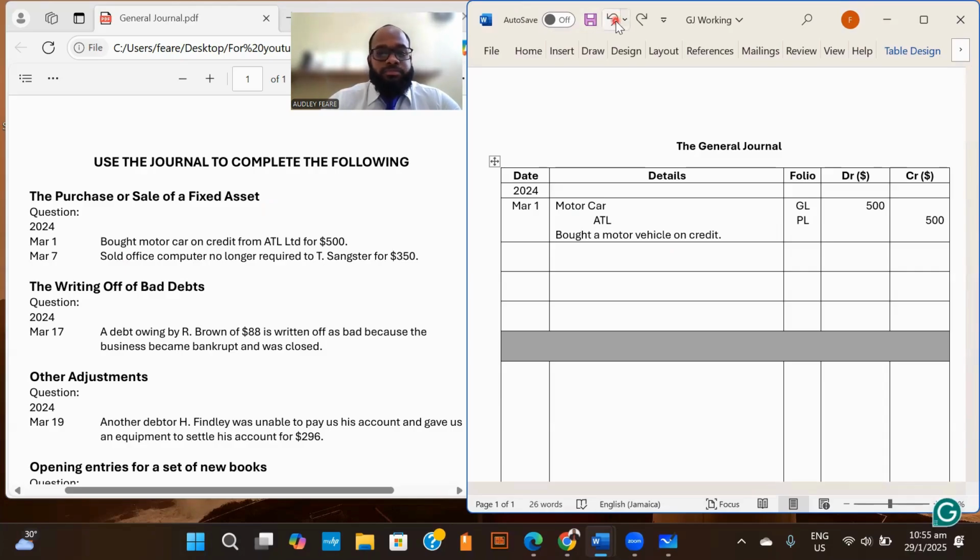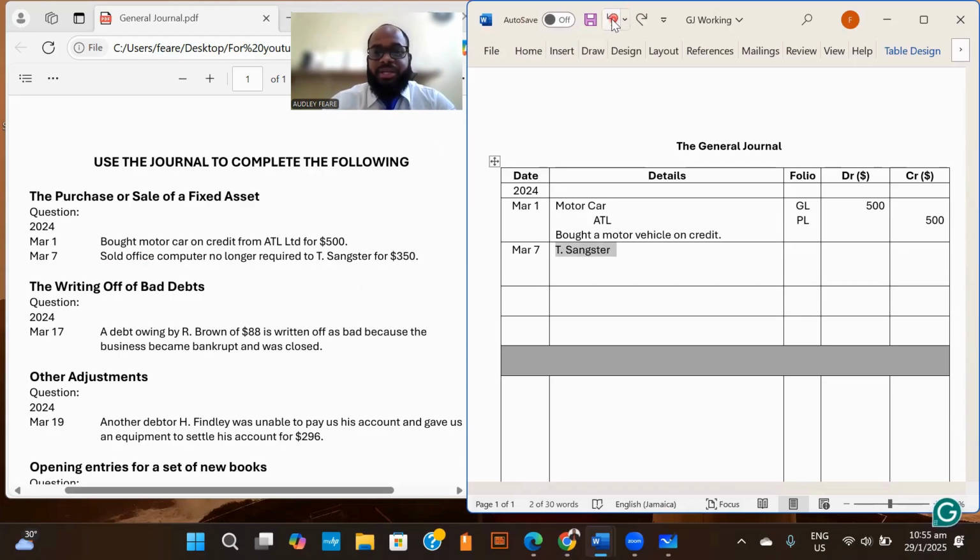All right, so March 7. And in this case, the asset is decreasing. The office computer is decreasing. When asset decrease, we credit, which means T Sangster will be debited because T Sangster now owes some money. So we sold him on credit. So let's go. T Sangster will be debited. The folio is SL because it's a customer. We sold to them. And of course, $350.